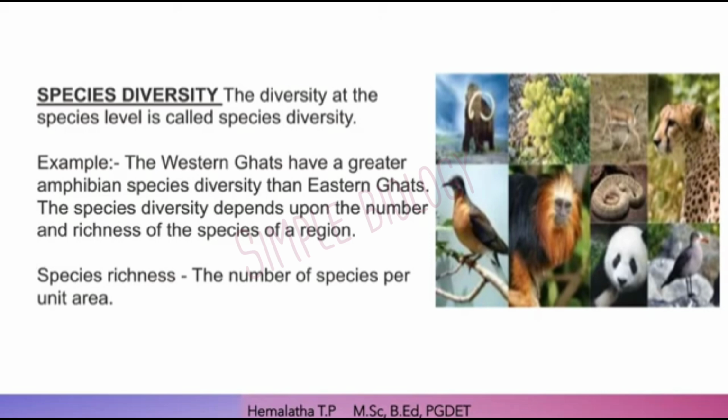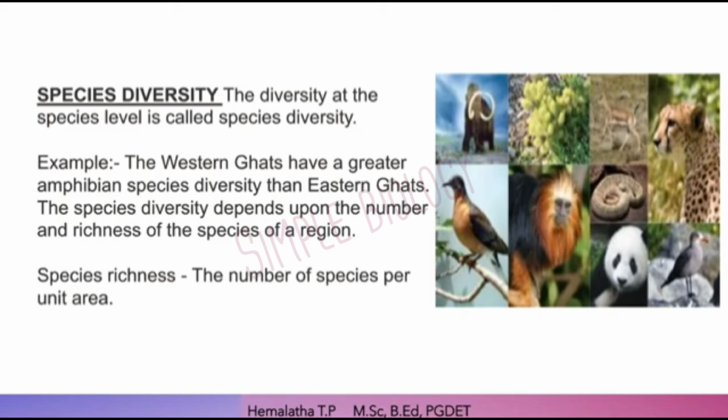The more the variety of organisms, the more the species richness, and that particular area or place will have richness in diversity. For example, the Western Ghats have a greater amphibian species diversity than the Eastern Ghats. So many different regions will be there. When we compare the Western Ghats and the Eastern Ghats, the Western Ghats have more amphibian species than the Eastern Ghats. In the same way, the species might differ from one region to another.